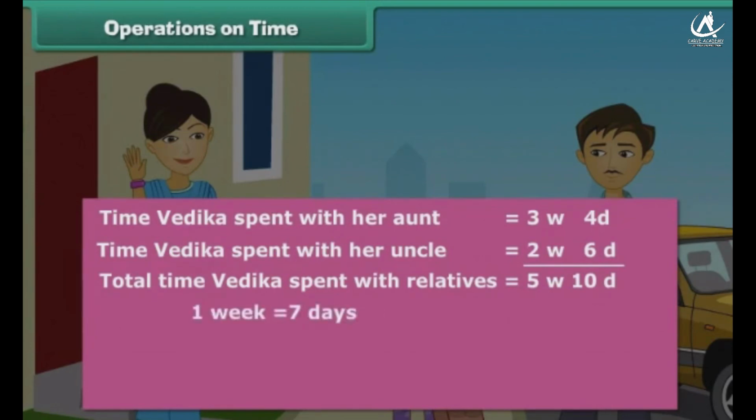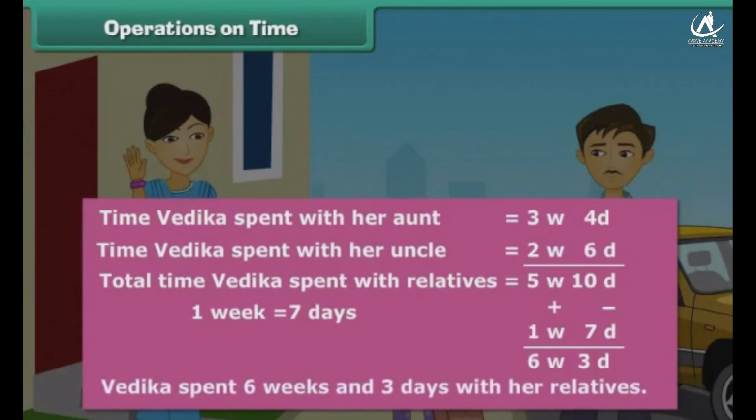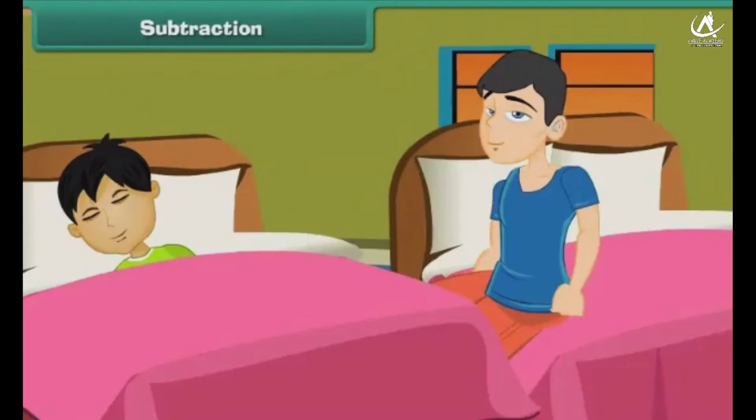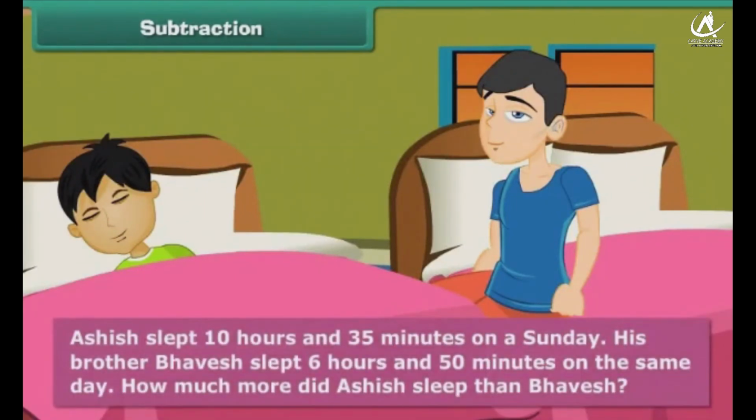We know that 1 week is equal to 7 days. So we subtract 7 from 10 days and add 1 to 5 weeks. Therefore, Vedika spent 6 weeks and 3 days with her relatives. Subtraction. Ashish slept 10 hours and 35 minutes on a Sunday. His brother Bhavesh slept 6 hours and 50 minutes on the same day. How much more did Ashish sleep than Bhavesh?